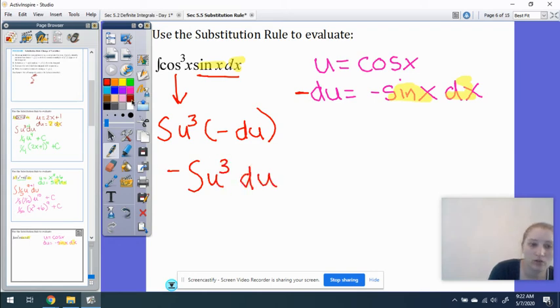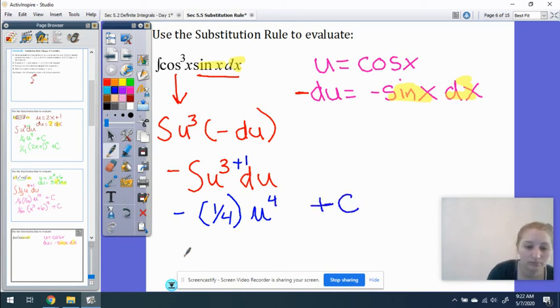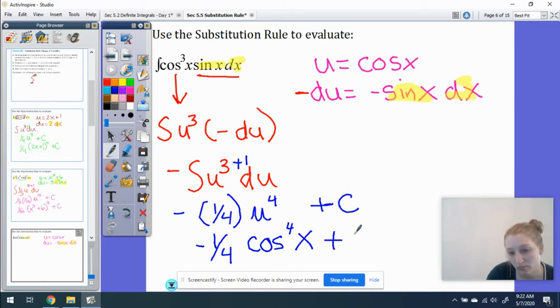All right, so then let's go ahead and take care of this integration. So we're going to add 1. So it's going to give me 4. So we're going to say negative 1/4 u to the 4th plus c. All right, so now we can just go ahead and plug in. So negative 1/4 cosine to the 4th x plus c. All right.